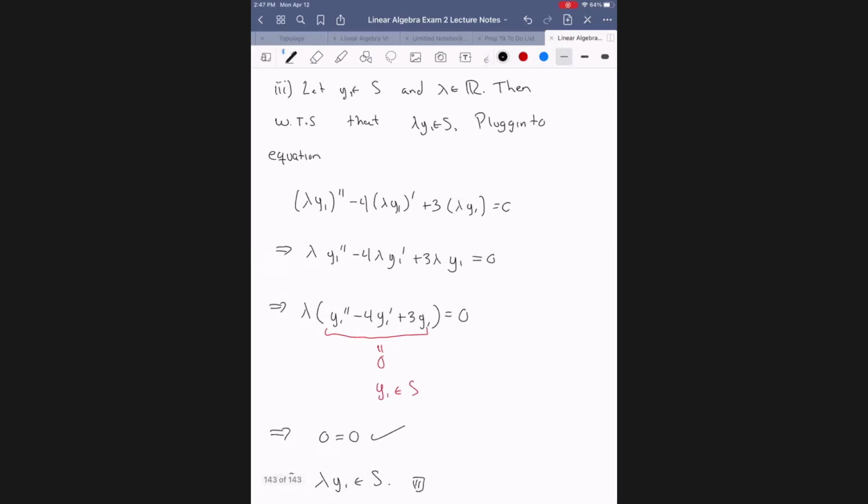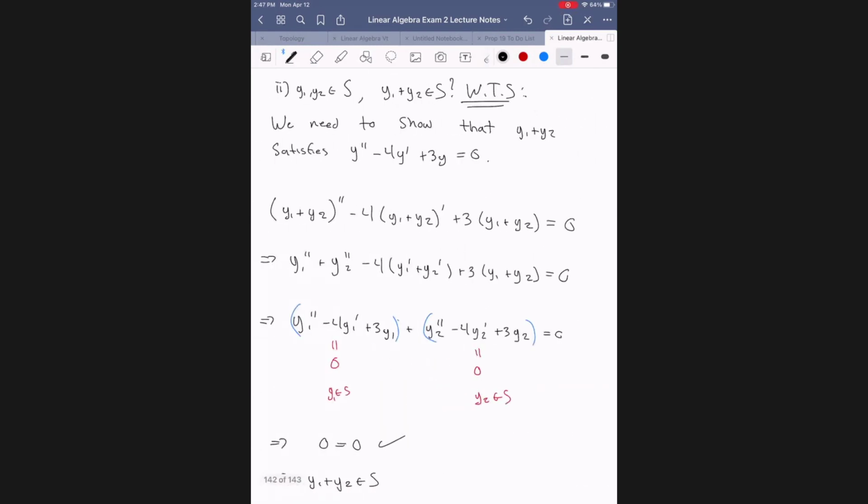Any questions on this one? So remember, no matter how complicated the subspace is, you always check those three things. Right? You always check those three things. You never check any more.